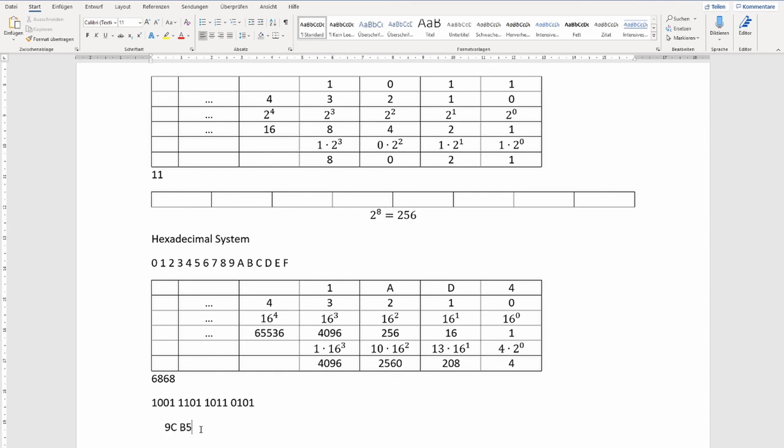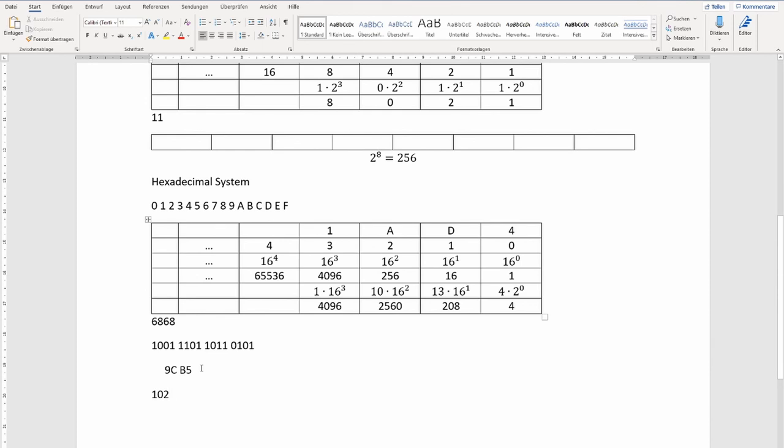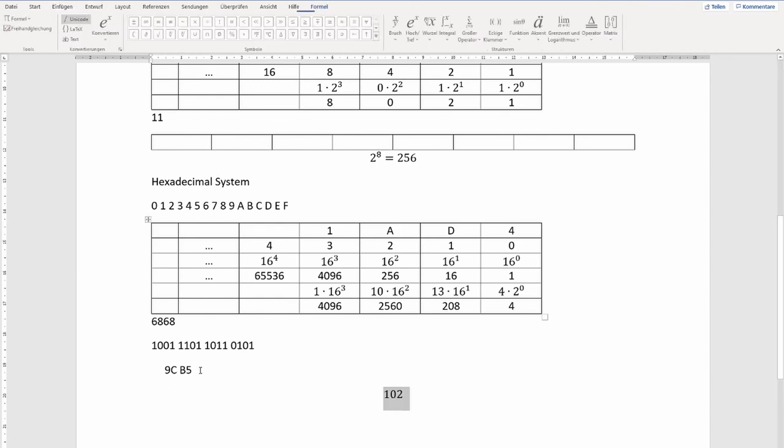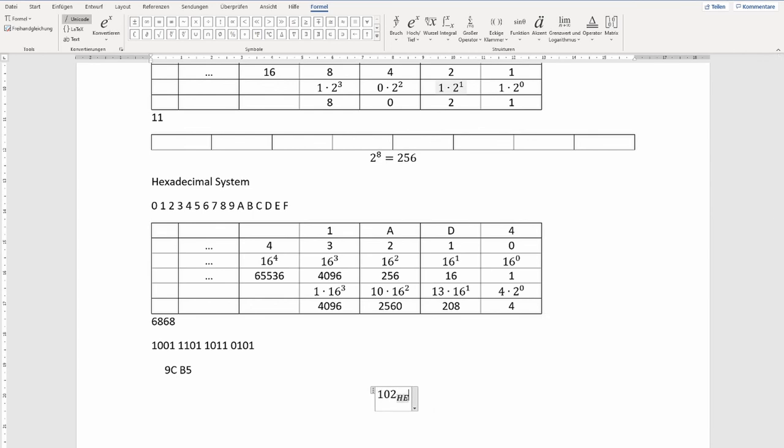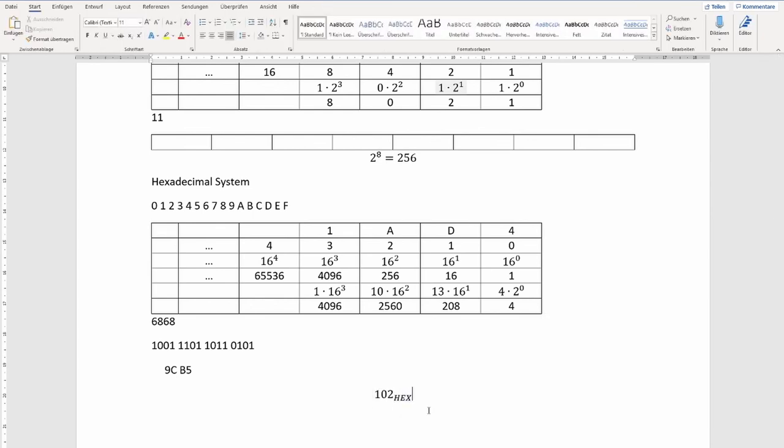However, we have to take care to mark those things. So if, for instance, I write this, we would interpret it as 102. Why not? It's 102 for us. However, what if I meant this should be a hexadecimal number. So it's 102 in hexadecimal. Usually I write it like this. Suddenly it's clear. Hex. It's a hexadecimal number.